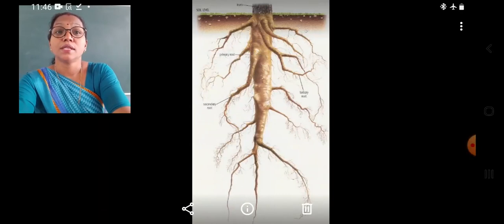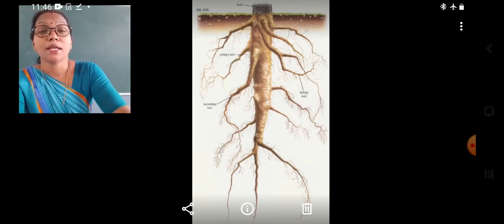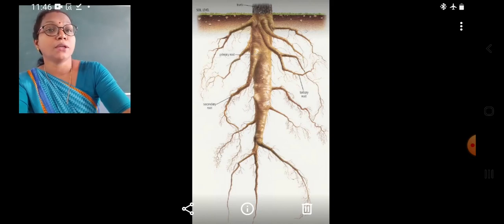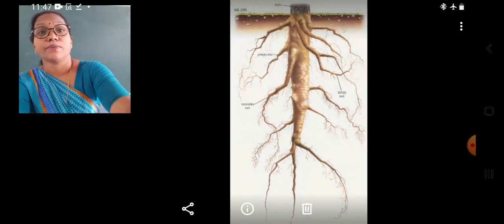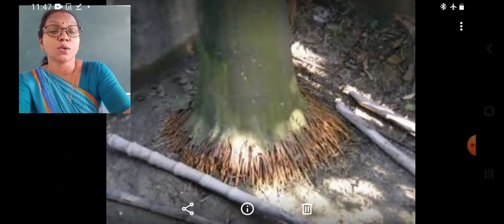Now students, this is also an example of the taproot. We can see taproots in the rubber plant, in the tulsi plant, in the mango tree, in the neem tree, and in the mustard plant. So these roots are the taproots, having a big main root and many side roots, branched roots arising from the main root. Now students, the second type of roots are the fibrous roots.